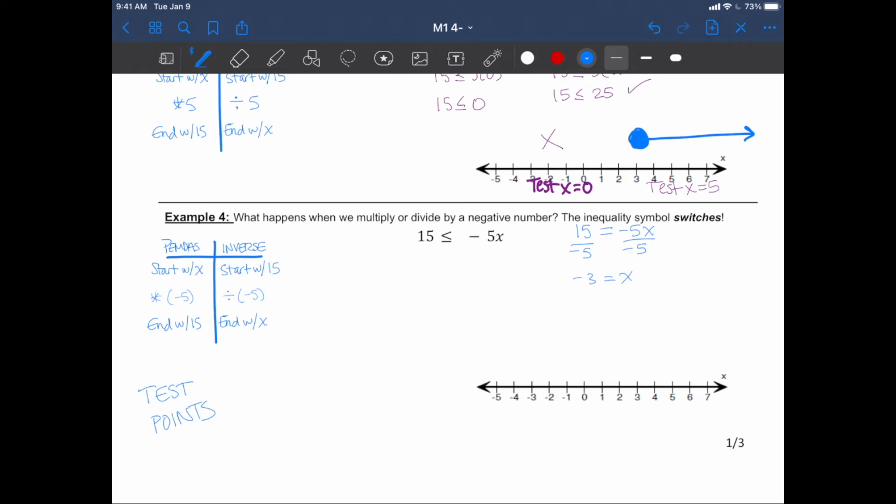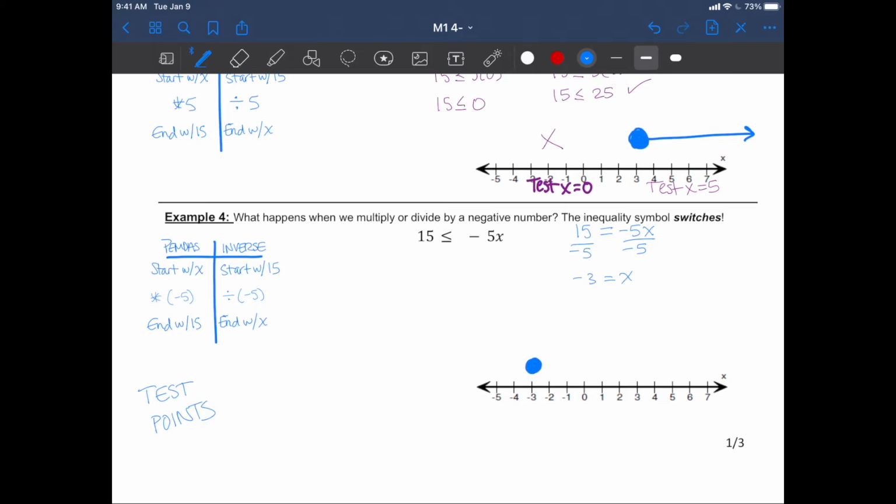So I'm going to put a circle here, and I'm going to put a closed circle because the original says less than or equal to. So that means I can be equal to it. Let's see, here we go. -3 is right here. I'm going to go ahead and fill that in. Now, which side do I test?